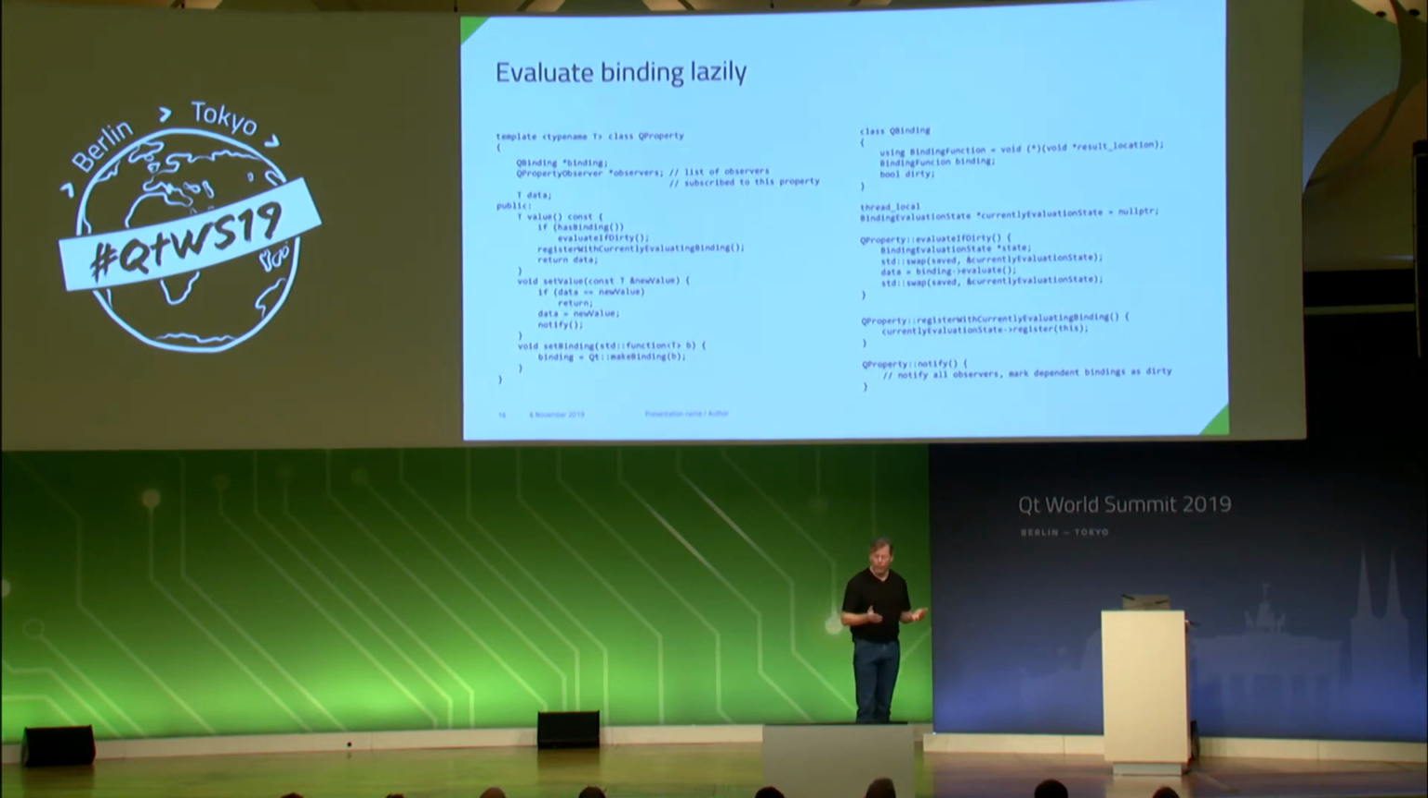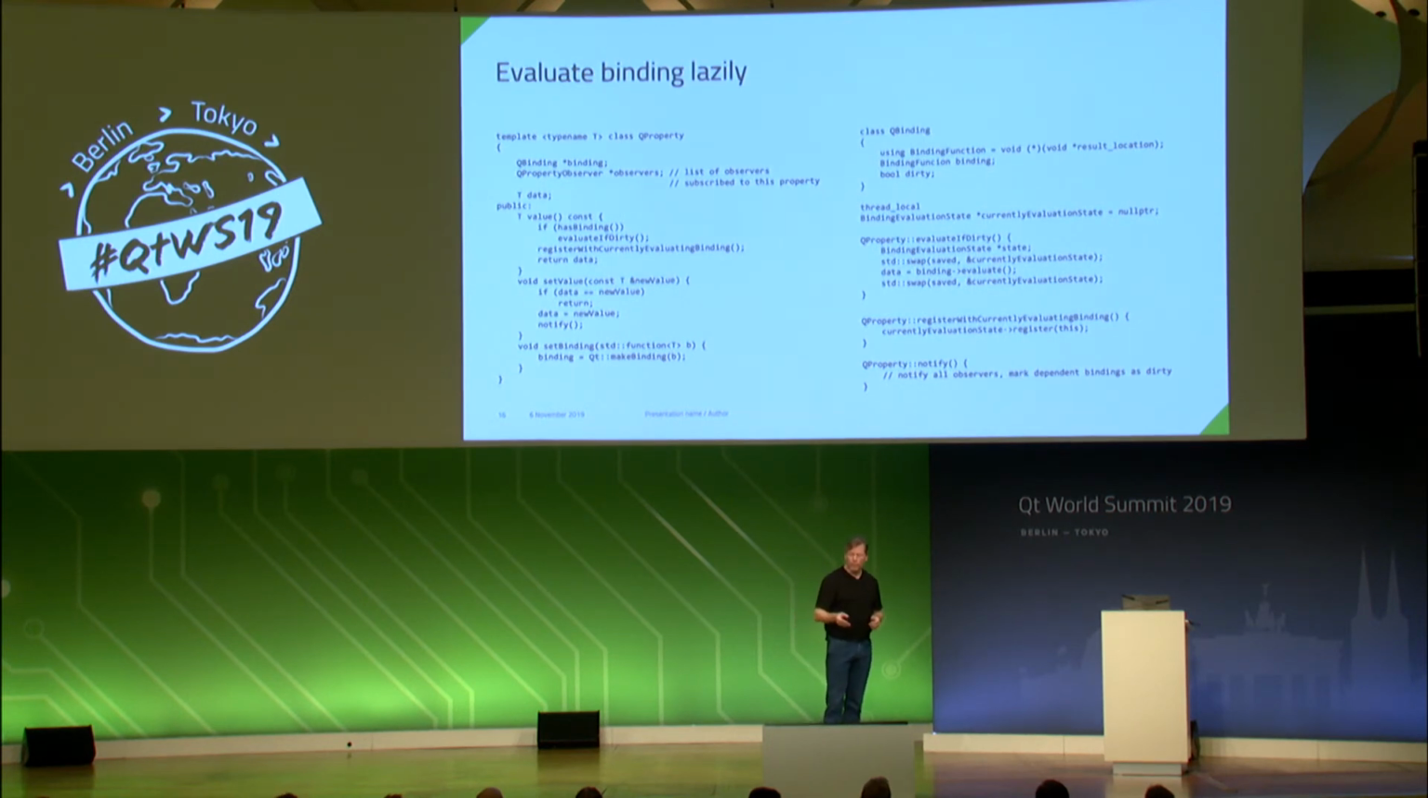So if we call evaluate if dirty, what we do is create an evaluation state. That shouldn't be a pointer, that should be a value on the stack. We swap the pointer with the current evaluation state and then evaluate the binding itself. That means the current evaluation state contains some data pointing to the current binding, and we can use that afterwards to set up our dependencies and observers. I'm leaving out lots of details here.